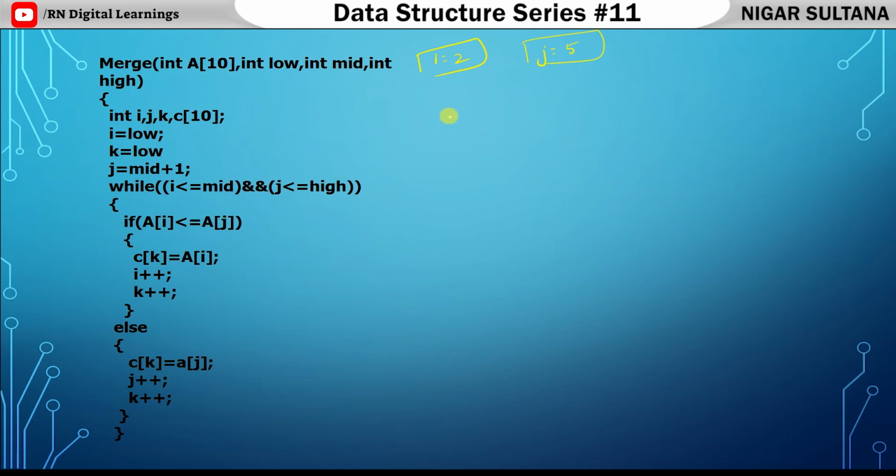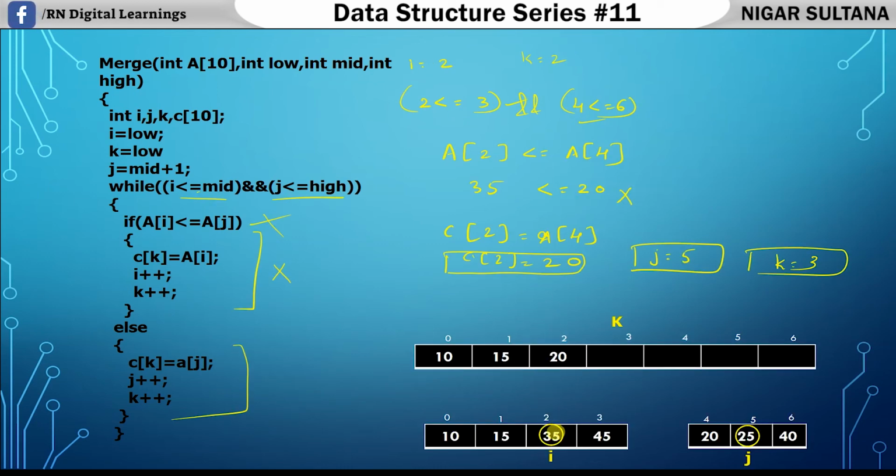Check the if condition, that is 2 lesser than or equals to 3, and we have j value, that is 5 lesser than or equal to high, it is 6. Both are true. Now check the if condition. A of I means A of 2 is lesser than or equals to A of 5. Now what is A of 2? A of 2 is holding 35 and A of 5 is holding 25.